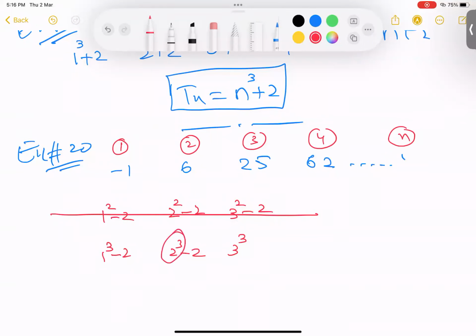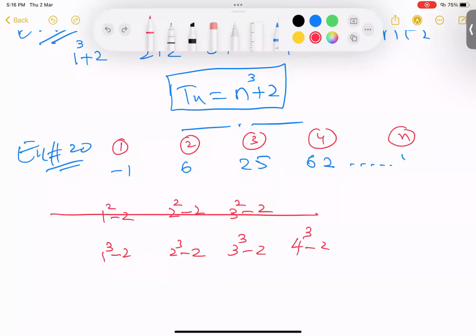So 2 to the power 3 is 8. Out of 8, 2 gone, 6, matches. 3 to the power 3 is 27. Out of 27, subtract 2. I got 25, matches. Then it's 4 to the power 3 and -2. It matches because 64 - 2, I got 62.